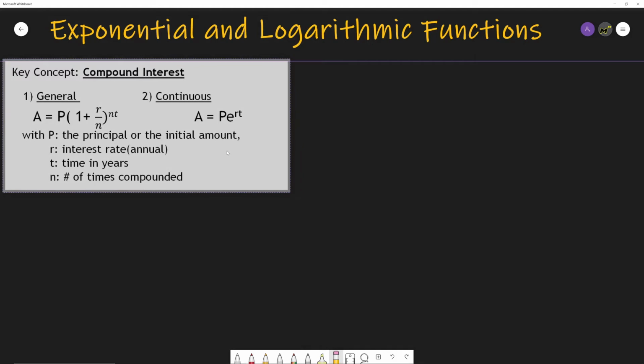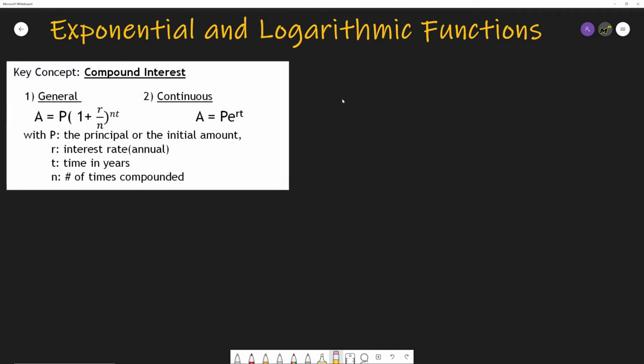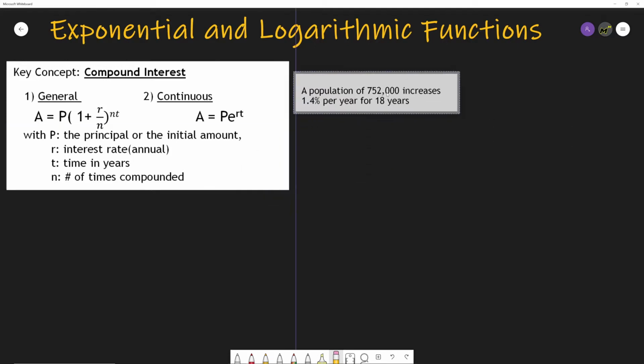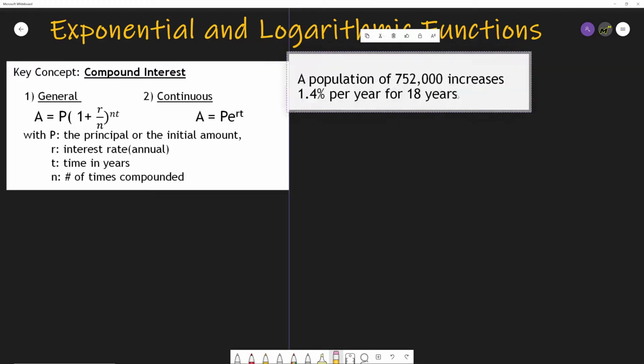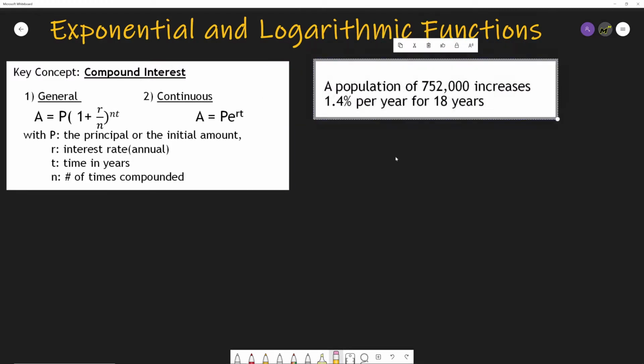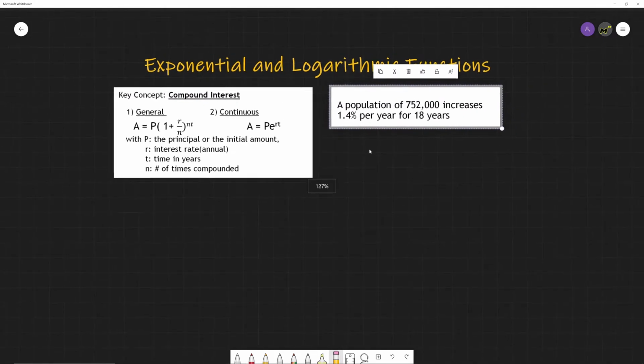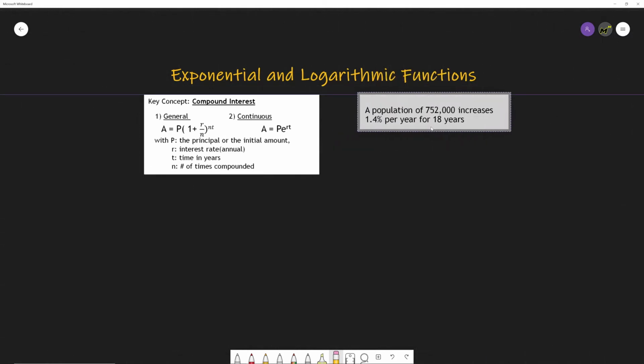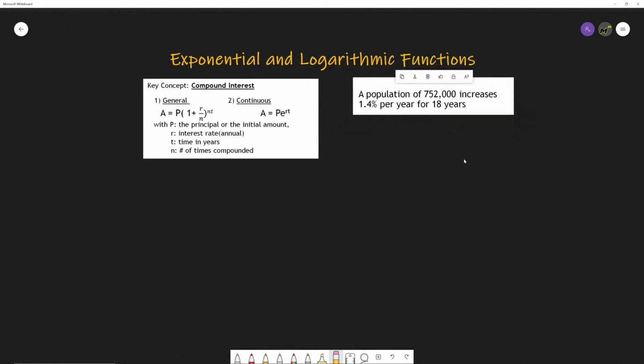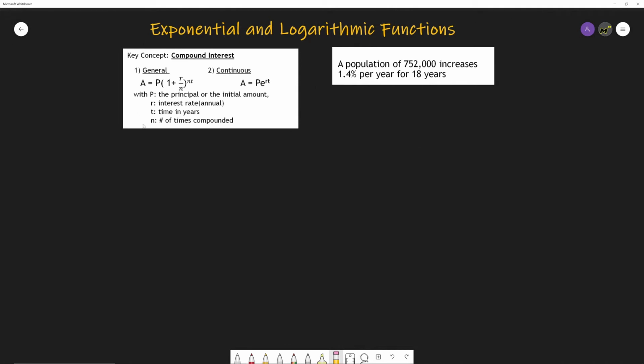So let's bring it back down into a more simpler example. Let's say we had population of 752,000, and it increases at 1.4% for 18 years. Okay, and so what will the population be at that time? That's the idea, that's our question. Let's figure it out. And so we have to use our general formula here.